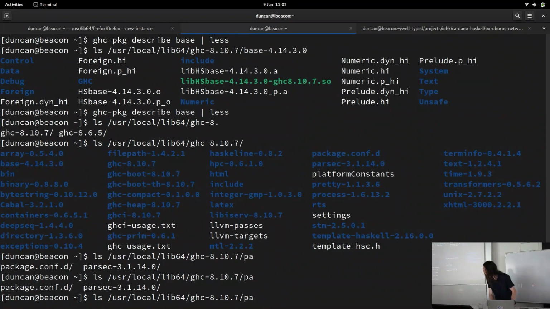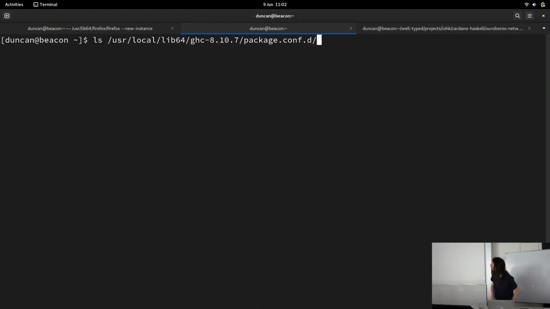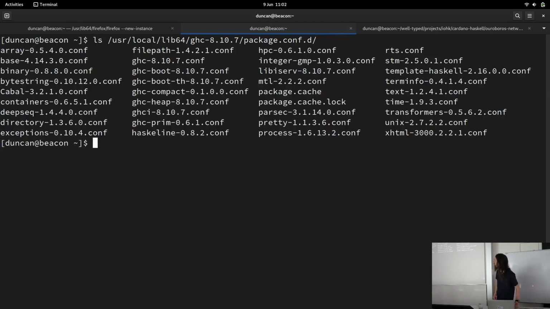Package DB. Oops, I'm typing but looking the other direction. So this is the package database, the global package database that comes with this version of GHC installed on my system, and it has a load of conf files in it.